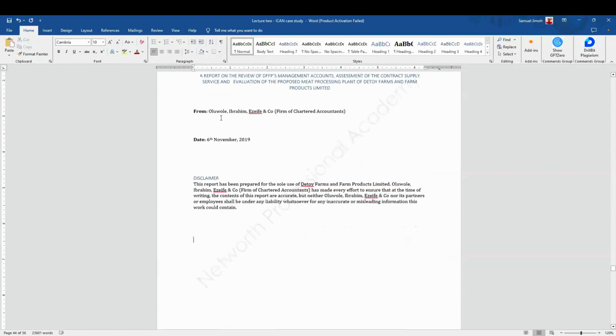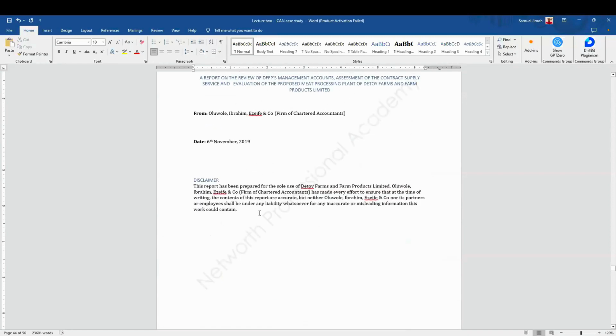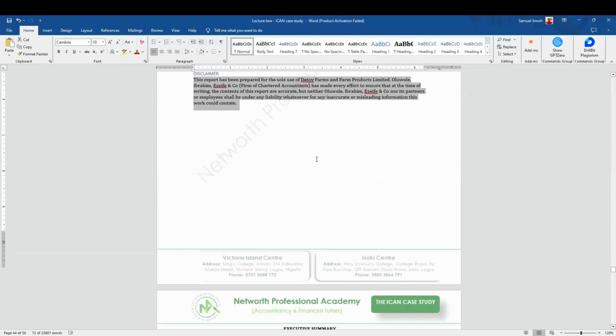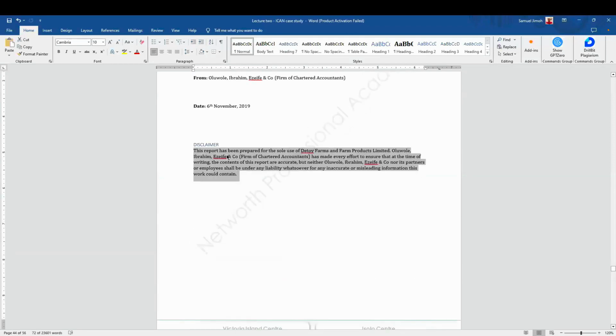And after the date, you put a disclaimer on the report. This is a typical disclaimer that you can use. You can adopt this disclaimer in your report when you are writing it. It's a very simple disclaimer. I copied this disclaimer from Mycan Packs.